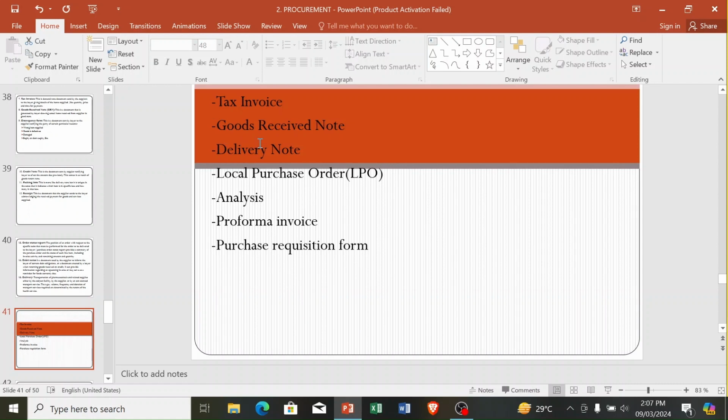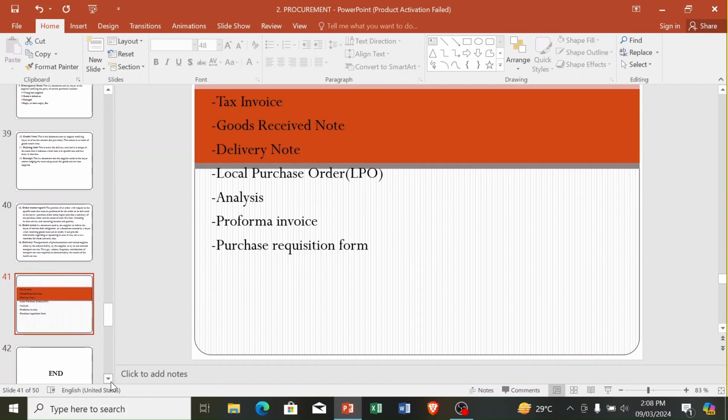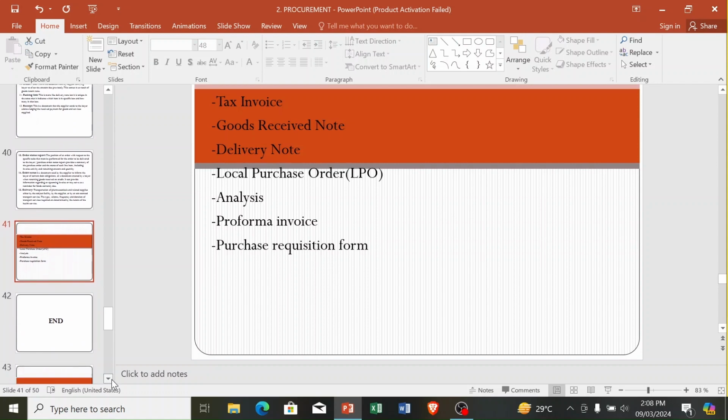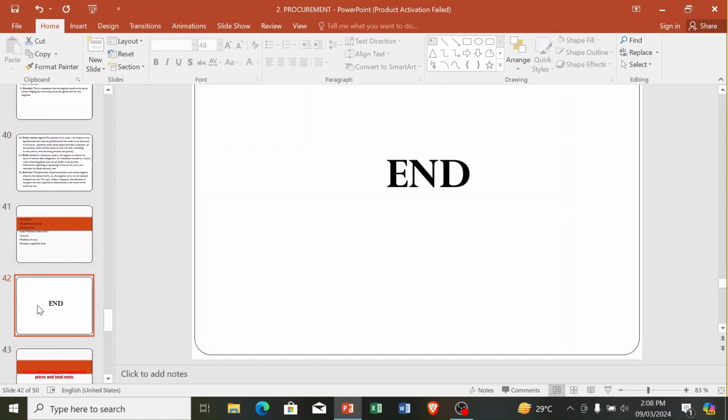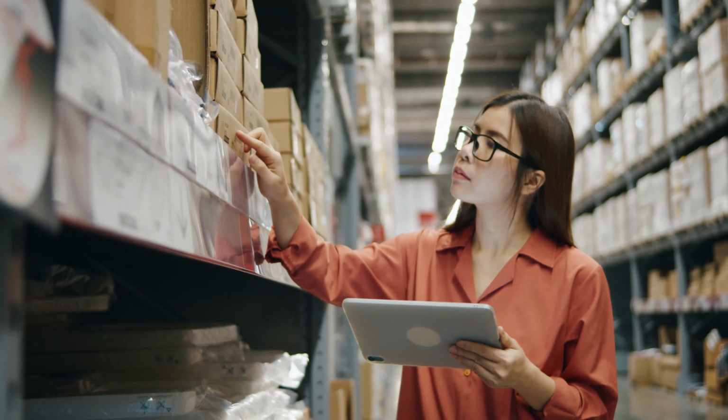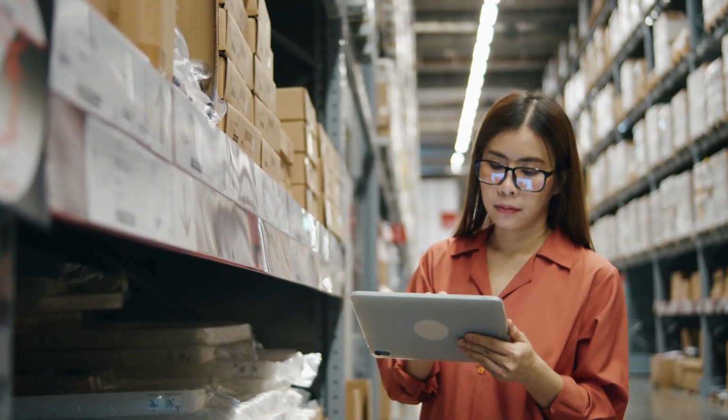So in summary, what are the major documents we use? We have tax invoice, we have goods received note, delivery note, local purchase order analysis, pro forma invoice, and then purchase requisition forms. Okay, so those are the documents that we use in procurement, and that brings us to the end of the different methods that we use in procurement.